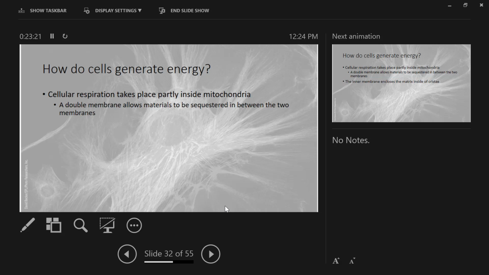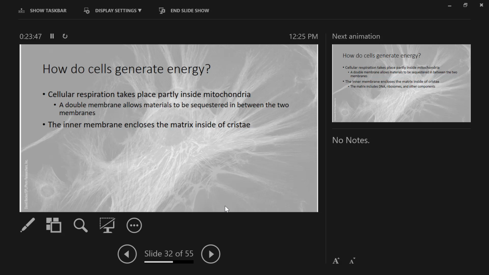And so if you set up a really steep concentration gradient, which we do in between these two membranes, packing in an enormous amount of hydrogen ions, the hydrogen ions want to go flying back to where there's very little of them. And when they do, you can harness that energy and use it to actually do stuff. It's nice. So the inner membrane encloses what's called the matrix.